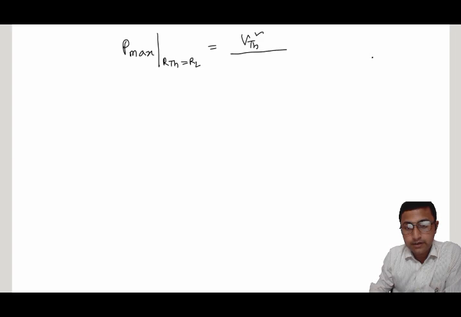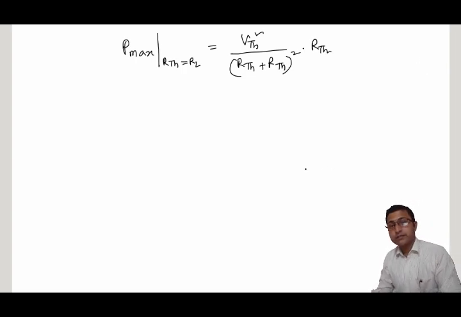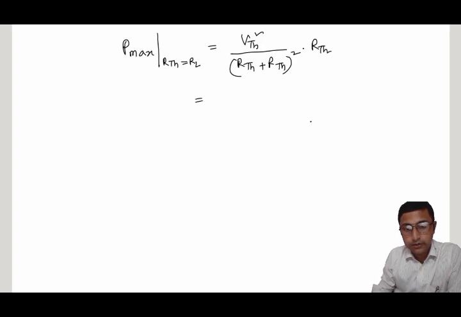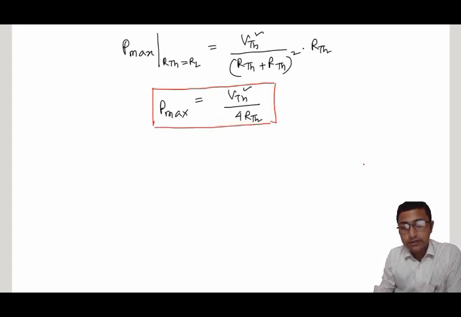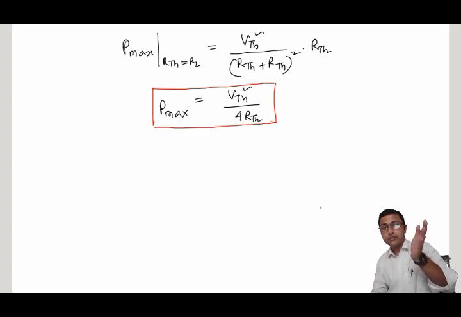If we substitute the value of RL with RTH, that means VTH square by RTH plus RTH whole square into RTH. Because RL is replaced by the Thevenin equivalent resistance RTH, it will be VTH square by 4 RTH. So this is the expression for maximum power. The condition for maximum power was that the load resistance will be equal to the Thevenin equivalent resistance, and the maximum power will be VTH square by 4 RTH.